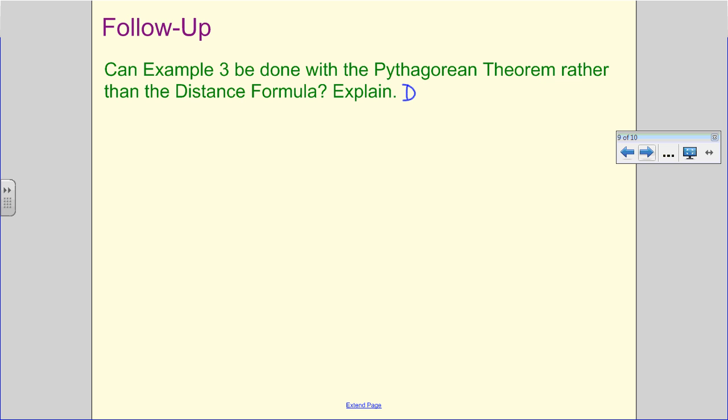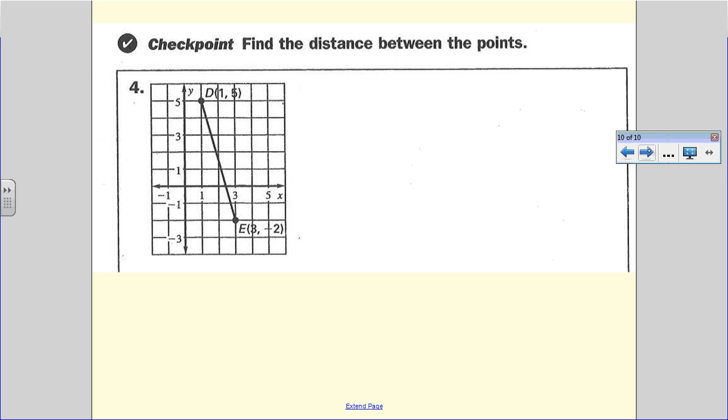So our follow-up, can example 3 be done with the Pythagorean theorem rather than distance formula explained? We will do in class, and in fact we will do a warm-up with that, show you how this is our distance. Our distance formula is just a continuation of that. But what we want to do now, ladies and gentlemen, is actually do this together.